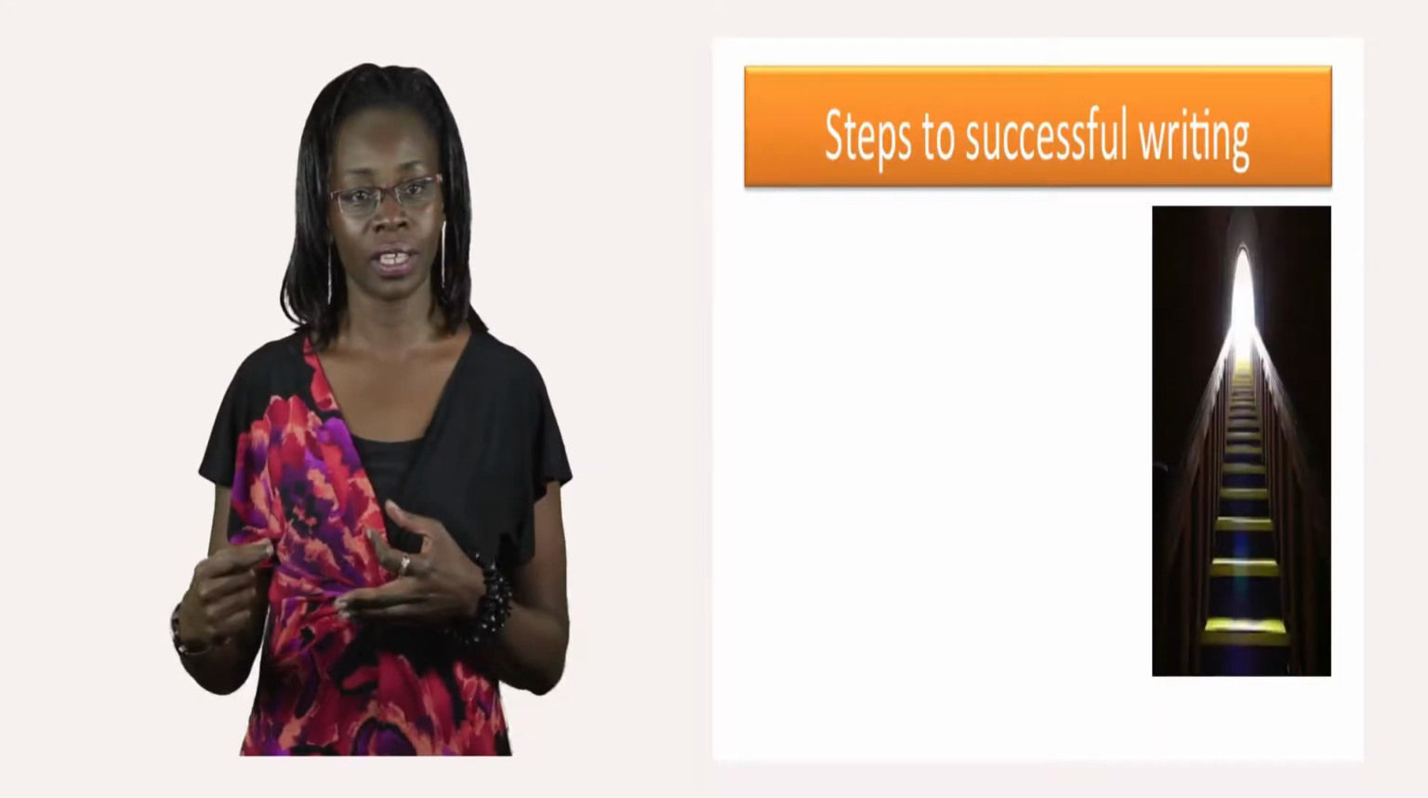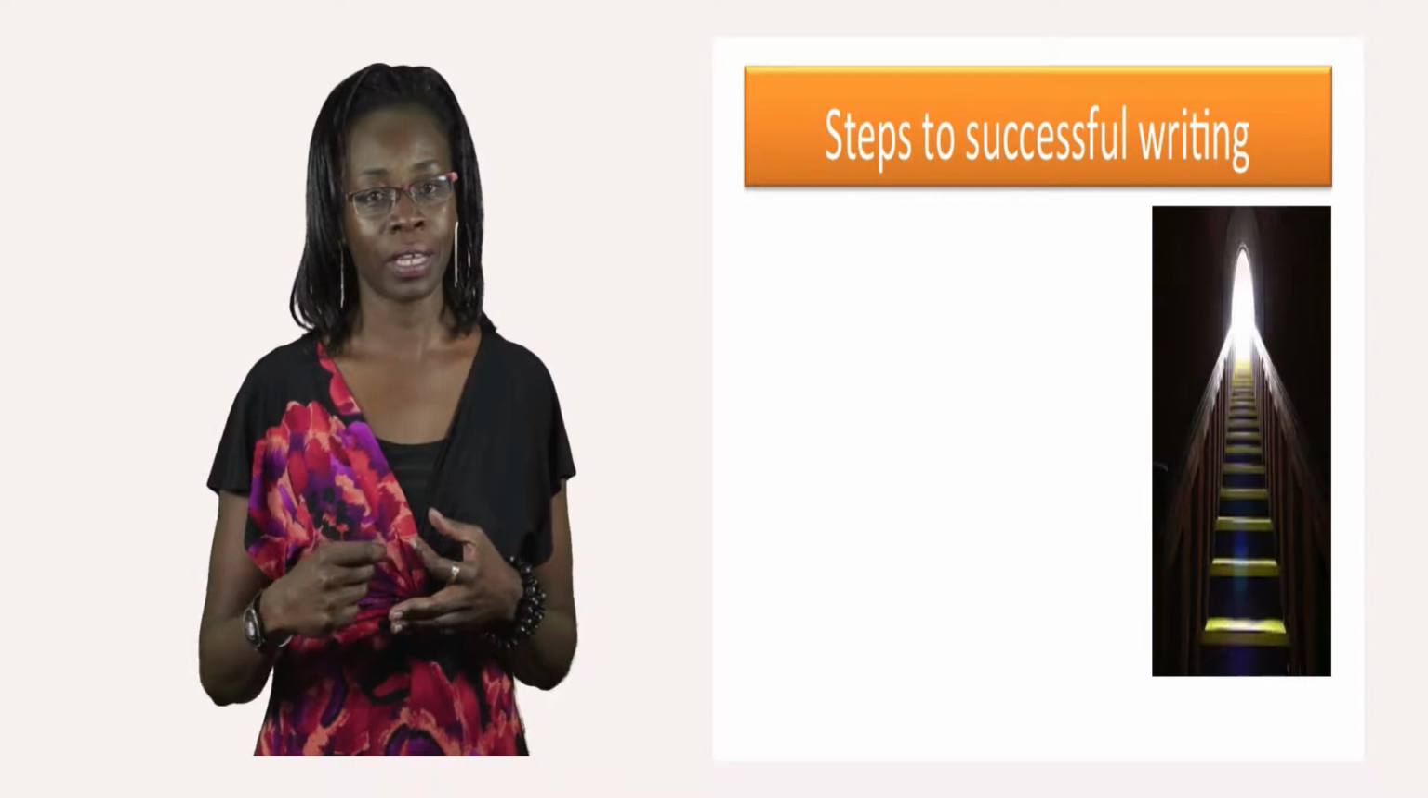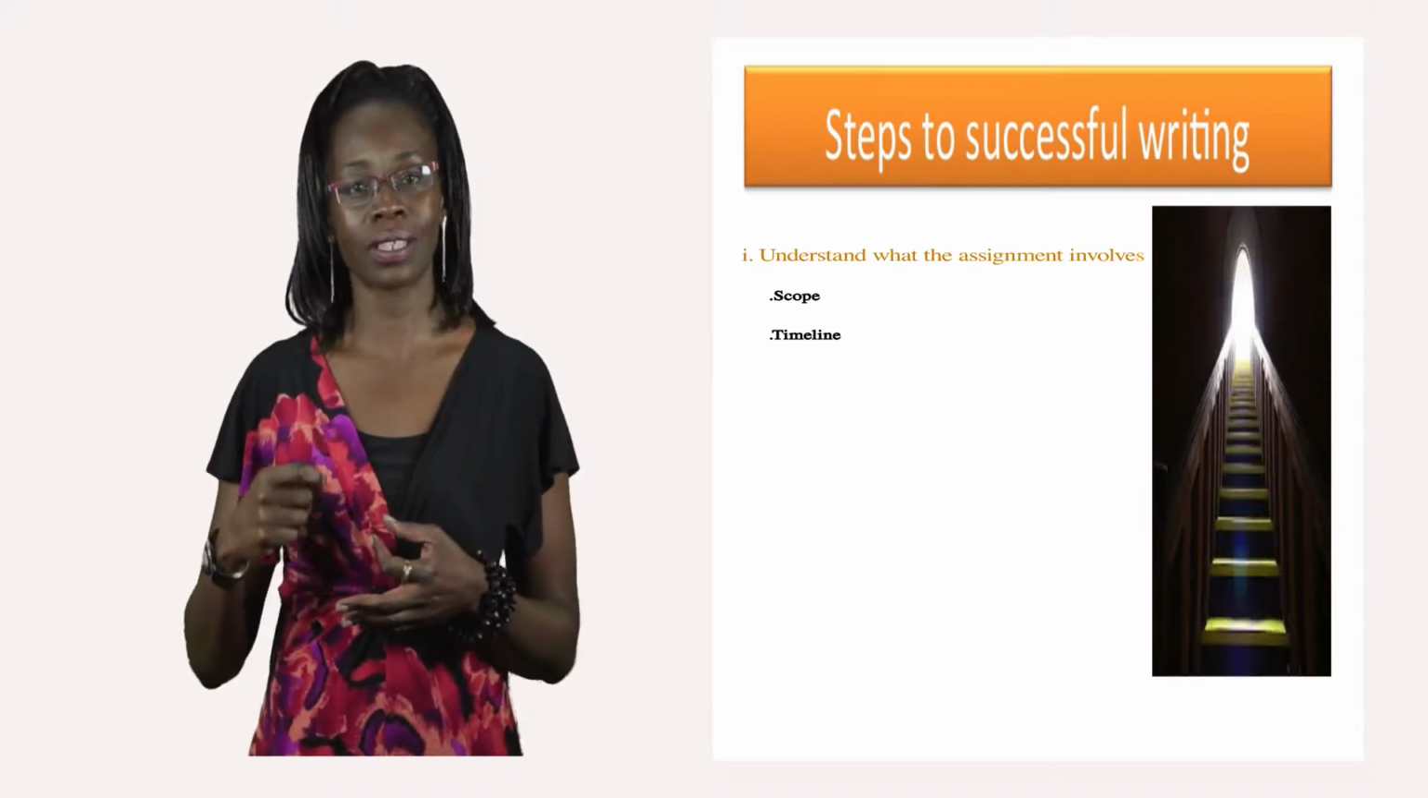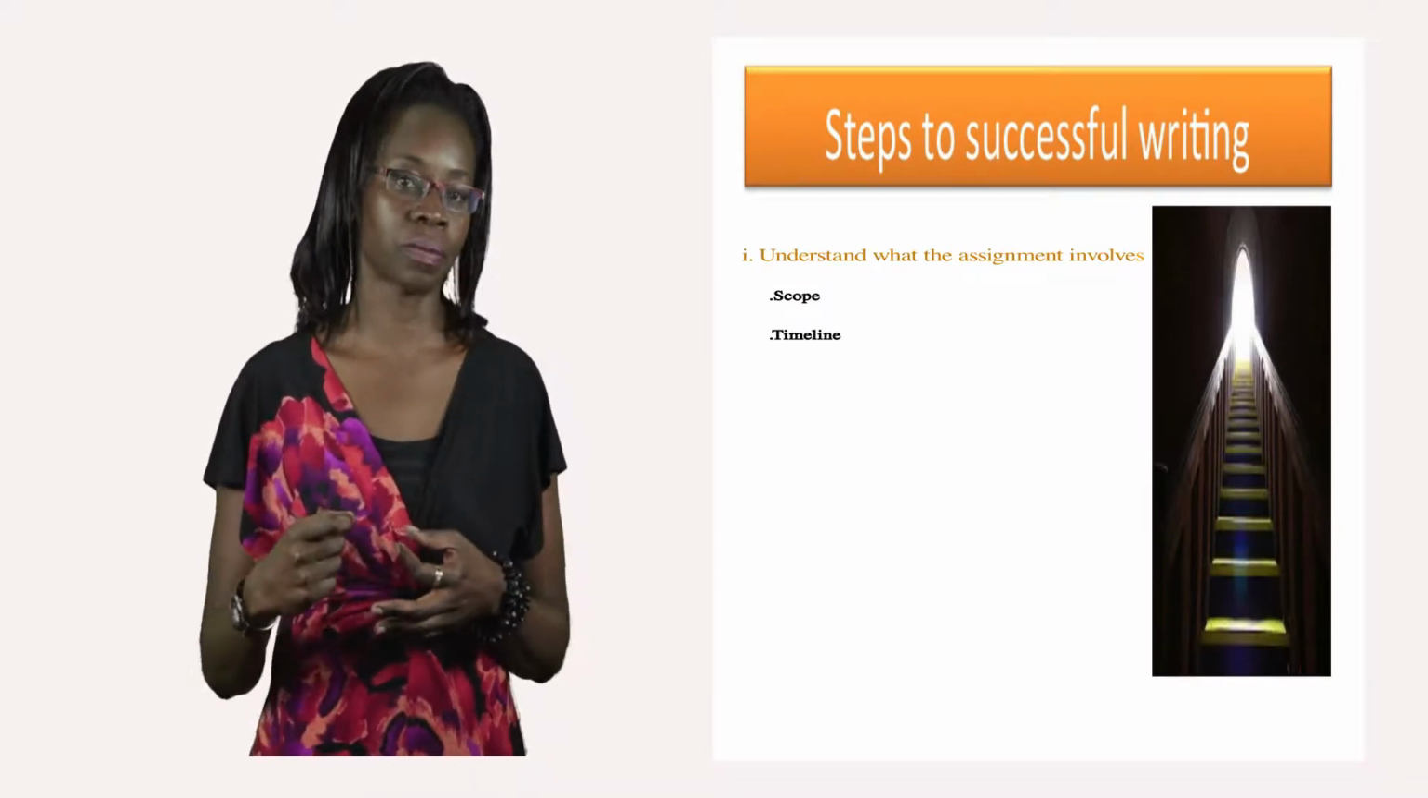The last topic is steps to successful writing. Now that you have learned what writing paralysis is, the causes of writing paralysis, the 7 C's to good writing, it is time for you to know what steps to take if you want to write successfully. The first step is understand what the assignment involves.